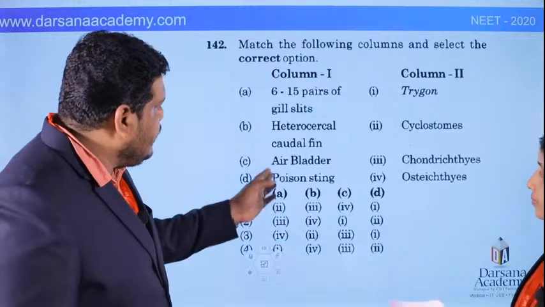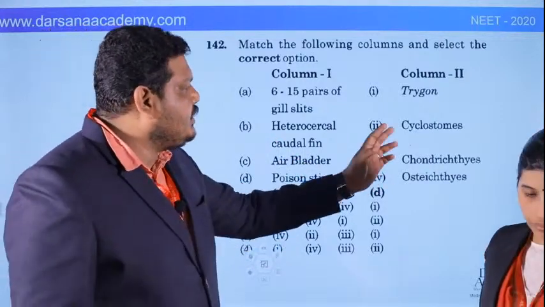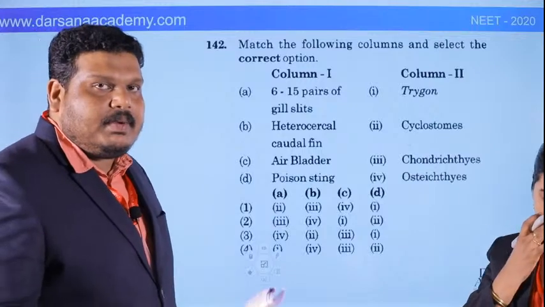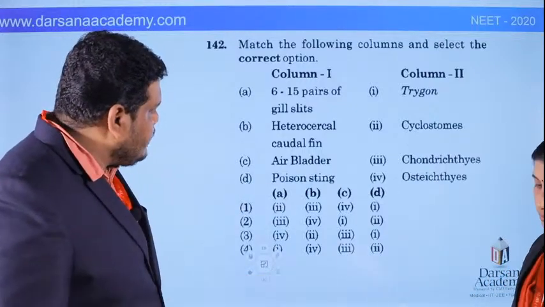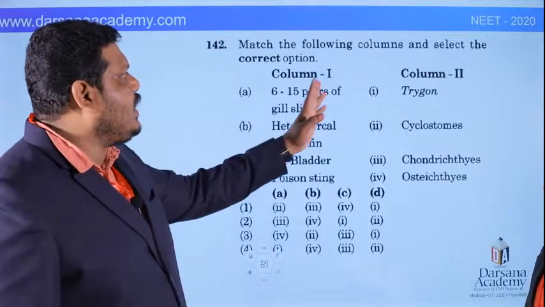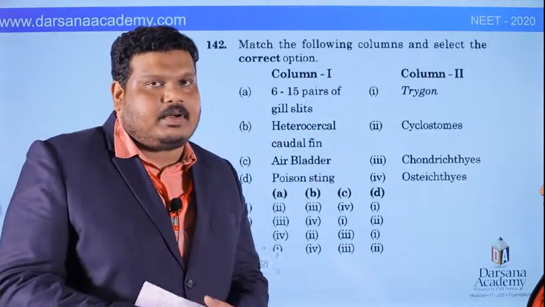Next one is called air bladders. Air bladders are present in osteichthyes. Because of the presence of the air bladder, they have the capacity for buoyancy. And the last one is called a poisonous sting. Poisonous sting is in Trygon. Trygon is a kind of chondrichthyes. Trygon means a ray-type organism.